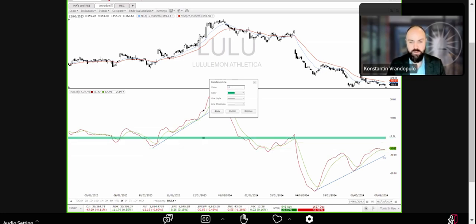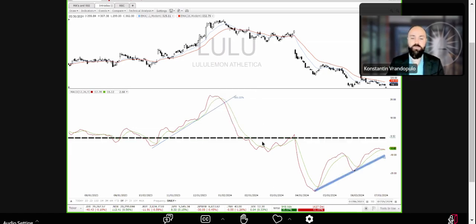I'm just going to drop a 0 line on here, make it dashed, blue or black, and say we would prefer, for the true trend change dynamic to happen, for both of these lines to get above the level of 0 at some point. What would have to happen in order for that to happen?